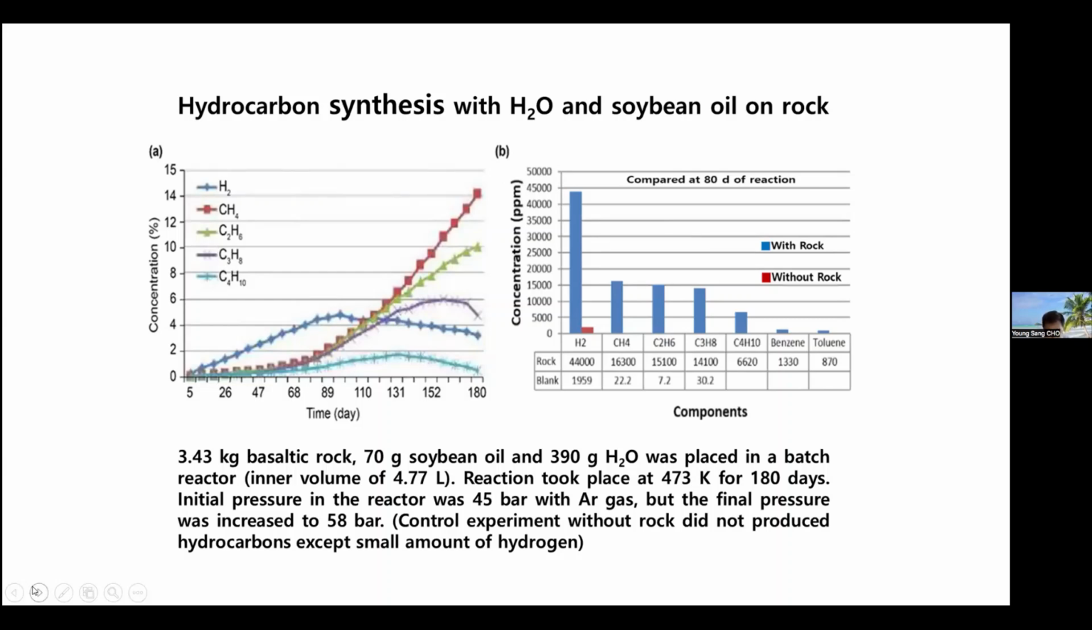In this case, soybean oil was used as a carbon source to represent the biomass. As can be seen in the second diagram, the control experiment without that did not produce any noticeable amount of hydrocarbons. This means that at a temperature of 200 degrees C, soybean oil isn't thermally pyrolyzed. So rock can play some role in pyrolyzing soybean oil.